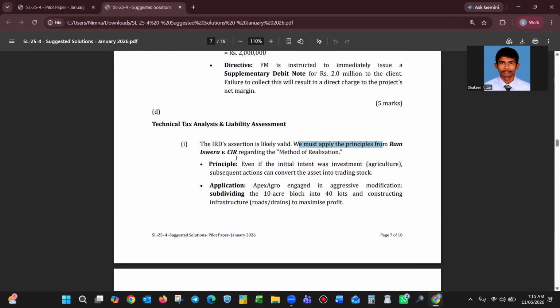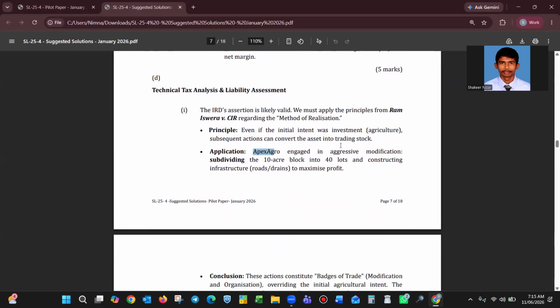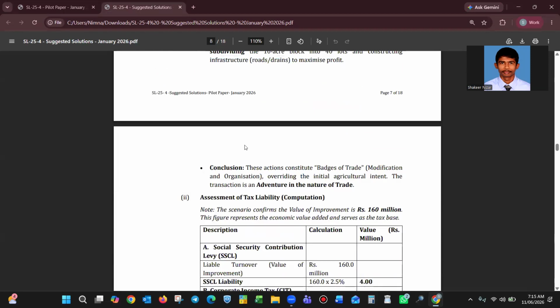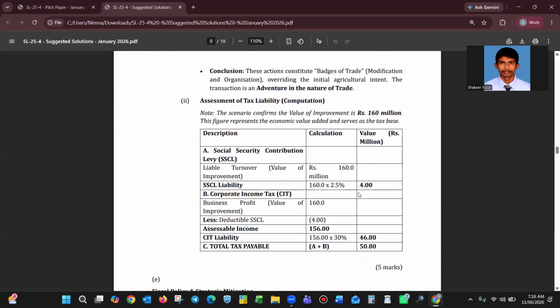We must apply the principle from Ramaswara versus Commissioner General of Inland Revenue regarding the method of realization. Even if the initial intent was agricultural investment, subsequent actions can convert the asset into trading stock. Apex Agro engaged in aggressive modification, subdividing 10 acres into 40 plots to maximize returns. These actions constitute badges of trade, and the modification and organization override the initial agricultural intent. The transaction is of a trade nature. So therefore, the assessment of tax.